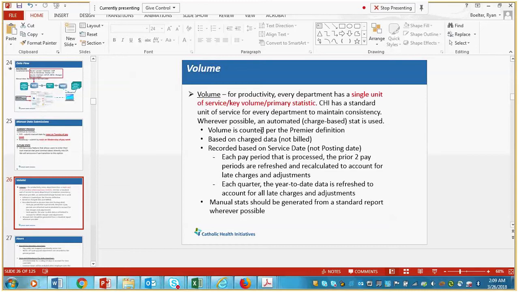If in the next pay period a charge showed up that was for a December time frame, and it just now got posted with a service date sometime in December, it wouldn't get counted at that time. It wouldn't get counted until a quarterly interval. So we're always capturing all charges, but if they fall outside the 6-week window, they won't get caught up until that quarterly interval.